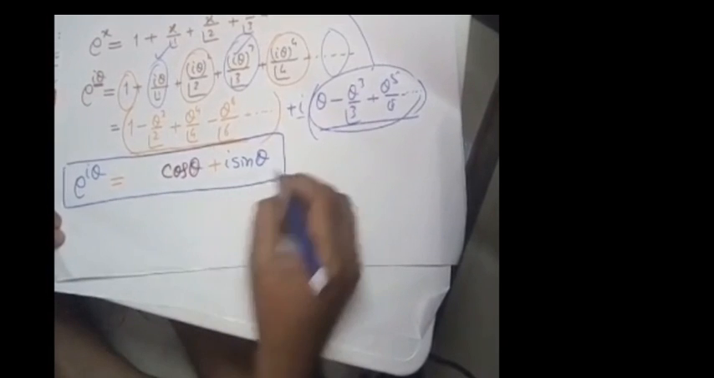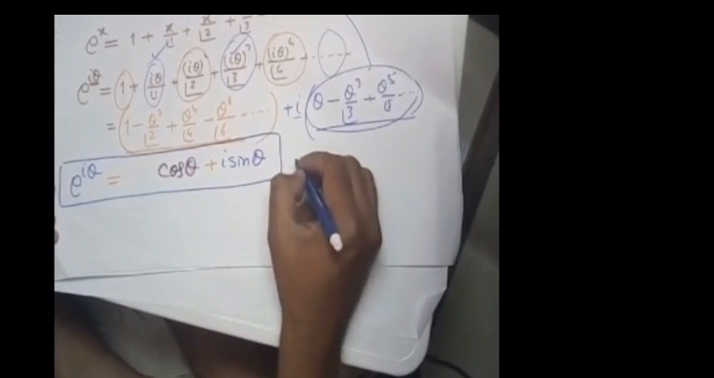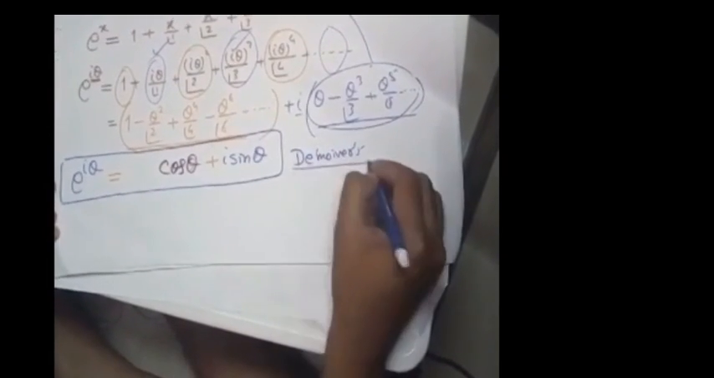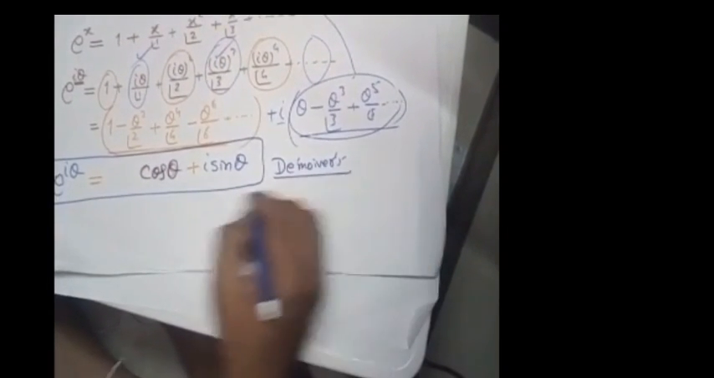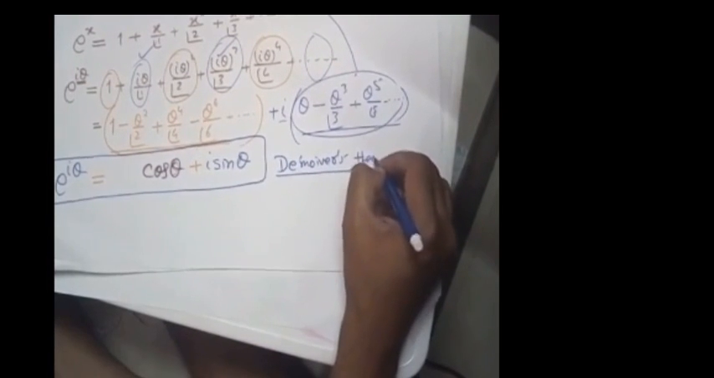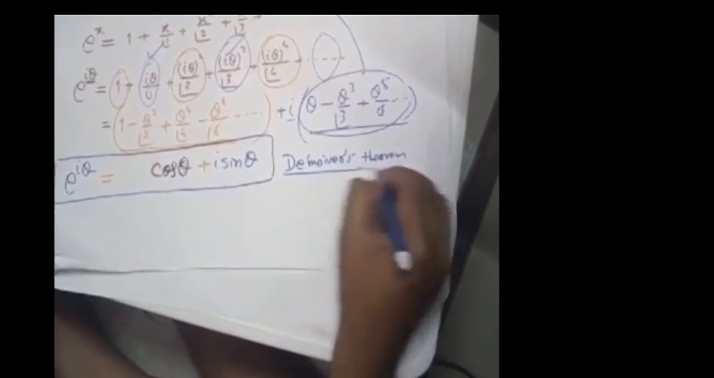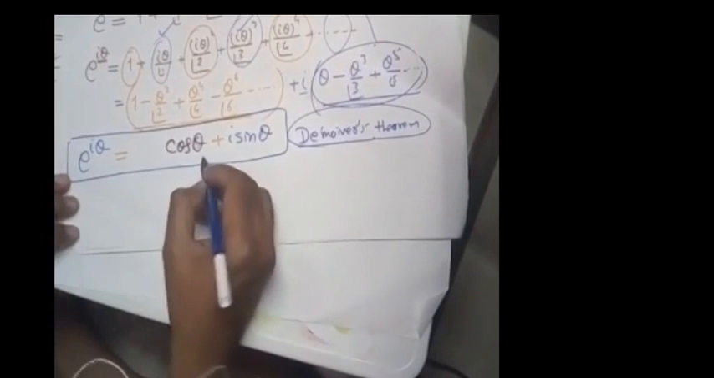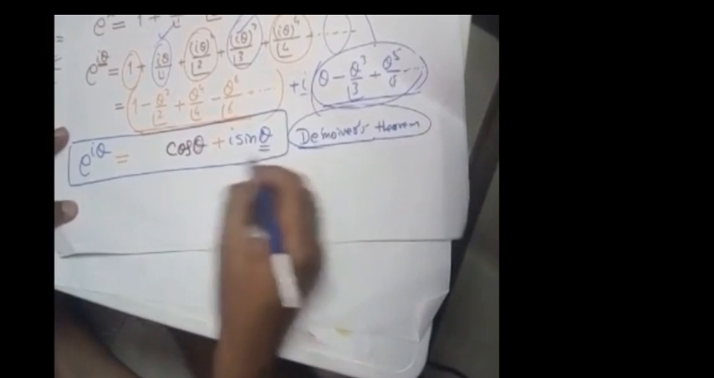e to the power of i theta is equal to cos theta plus i sin theta. This is also called De Moivre's theorem. So definitely you have to note it down and remember it. We can always write e to the power of i theta like this. It is our extra advanced knowledge regarding complex numbers. e to the power of i theta is equal to cos theta plus i sin theta.